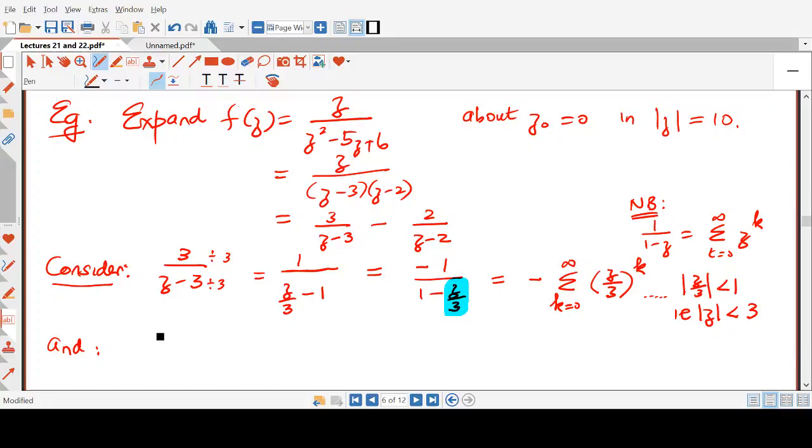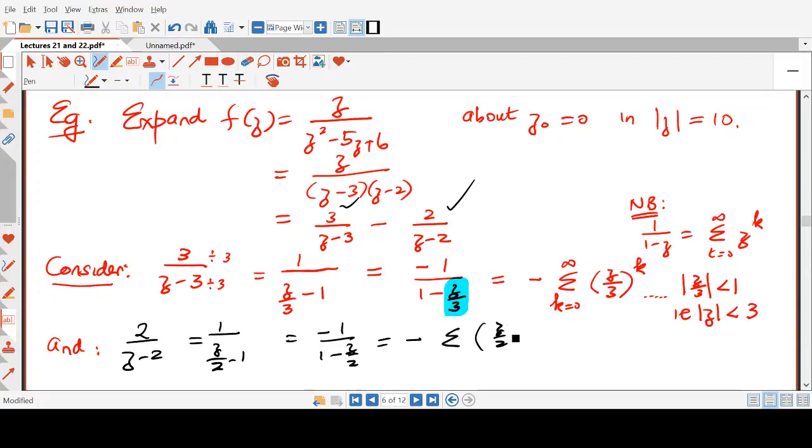So I finish with this guy here, right? I'm taking this guy. Let's take 2 over z minus 2. Again, I want to massage him in the same shape. First thing is divide by 2, so it will become 1 over z over 2 minus 1. Then switch things around, minus 1 over 1 minus z over 2. Then it's minus sigma z over 2 to the power k, k equals 0 to infinity.